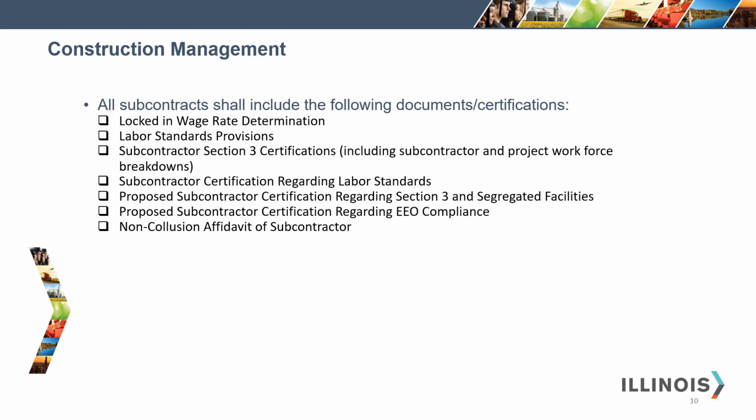All subcontracts for CDBG construction projects shall include the following documents and certifications: the locked-in wage rate determination, the labor standards provision, again, this must be HUD 4010, subcontractor Section 3 certifications, including subcontractor and project workforce breakdowns, the subcontractor certification regarding labor standards, proposed subcontractor certification regarding Section 3 and segregated facilities, the proposed subcontractor certification regarding EEO compliance, and the non-collusion affidavit of the subcontractor.